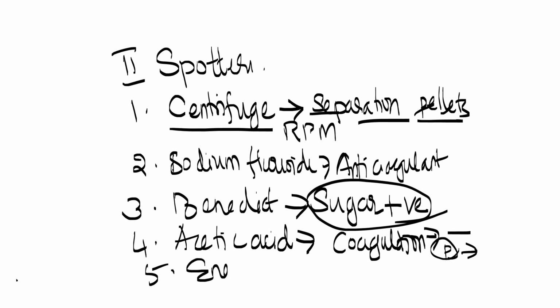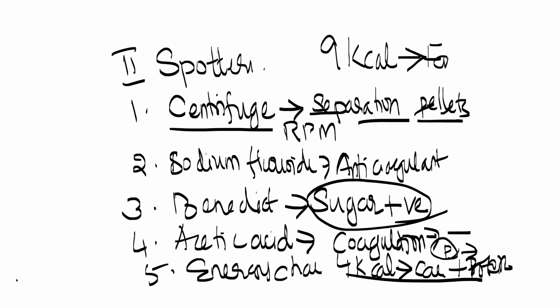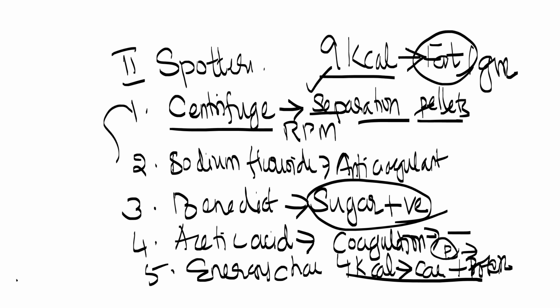And for example, if an energy chart is given, the question will be asked about 4 kilocalories. Which food will generate 4 kilocalories? You have to say carbohydrate or protein. Both release 4 kilocalories per gram. Suppose 9 kilocalories is released, which food product liberates 9 kilocalories per gram? Here you have to say fat. Only fat, or lipid, can liberate 9 kilocalories for 1 gram. So these are the possible contents you have to write for the spotters.